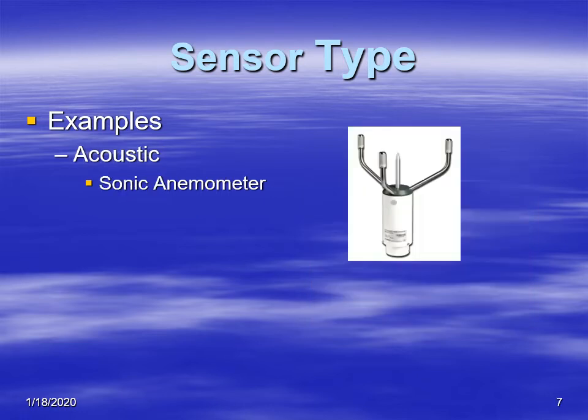An acoustical sensor is one that uses sound properties to measure some type of meteorological parameter. There aren't a lot of acoustical devices, but there are a few. One of the most popular is the sonic anemometer. Anemometer means that it measures wind speed, and sonic means it uses sound. The time it takes for a sound wave to travel from one sensor to the other is determined by the wind that's blowing between those sensors. We'll talk more about the sonic anemometer later in this course.